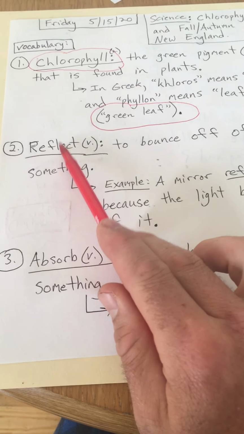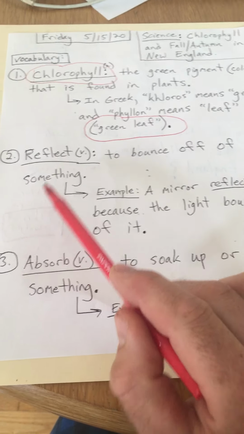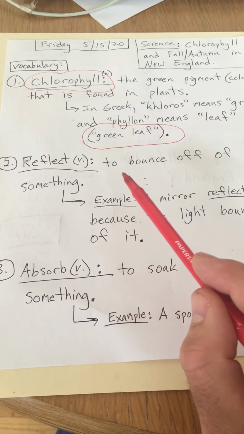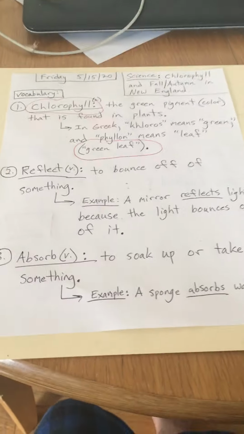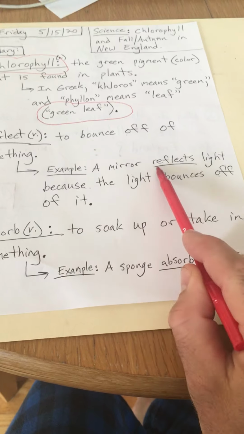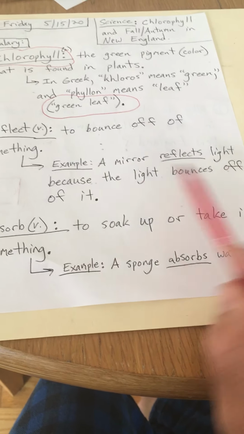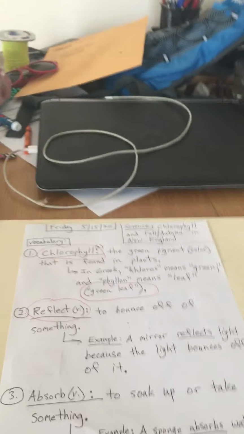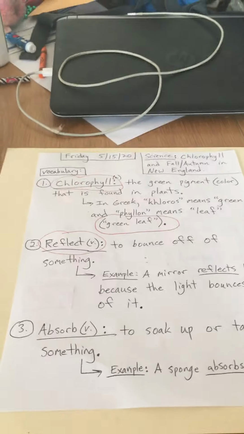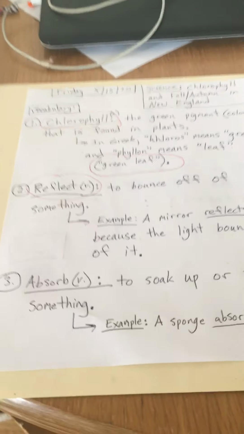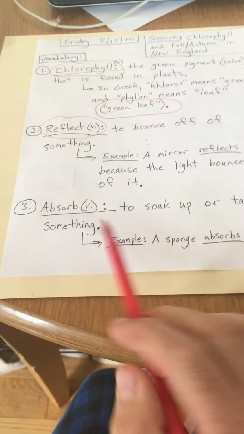The word reflect, you should have heard this before. It's a verb. There's some action to it. So to reflect is to bounce off of something. Okay, so if you threw a ball on the wall and it bounced back, it would reflect back. An example is a mirror reflects light because the light bounces off of it. So to reflect means to literally bounce off. When you put a light on a mirror, none of it gets soaked into the mirror. It all reflects. It all bounces back to us.